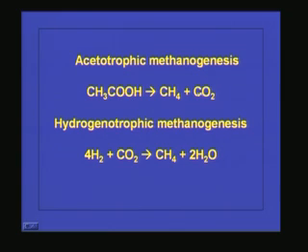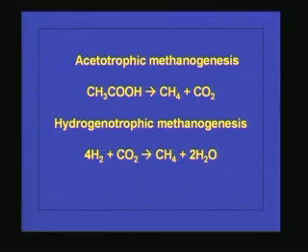So methanogenesis can happen in two different ways. One is acetotrophic methanogenesis. That means the methane production is taking place from the acetate. So CH3COOH is acetate, and it will form methane and carbon dioxide. And another one is hydrogenotrophic methanogenesis. That means hydrogen plus carbon dioxide react together to form methane and water.